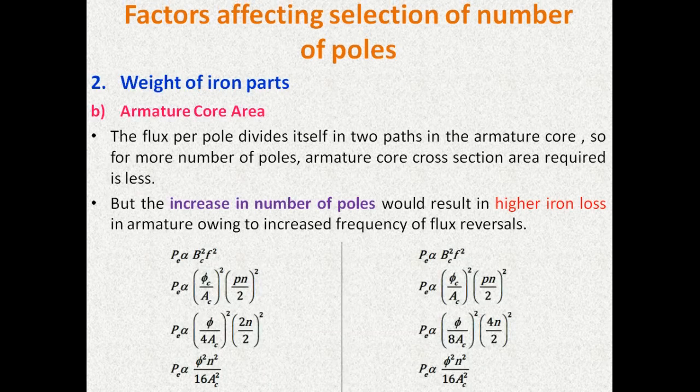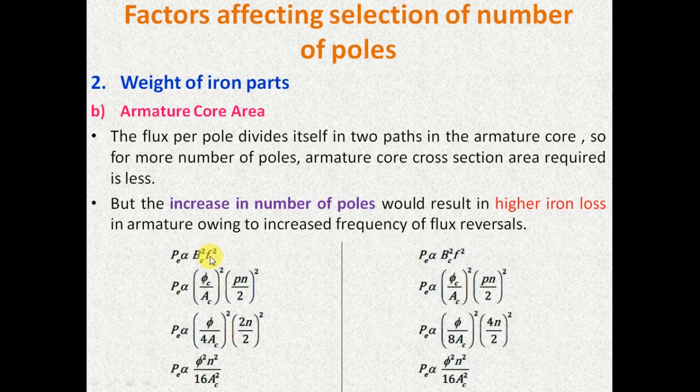Therefore, we can say that when the number of poles increases, the armature core cross section area required also will be less. But the basic problem which will occur while increasing the number of poles is that the frequency of flux reversal also increases, which leads to excessive iron loss. Even though we will be able to reduce the yoke and armature core area, the increase in poles has the negative effect of excessive iron loss, which is not a favorable condition.